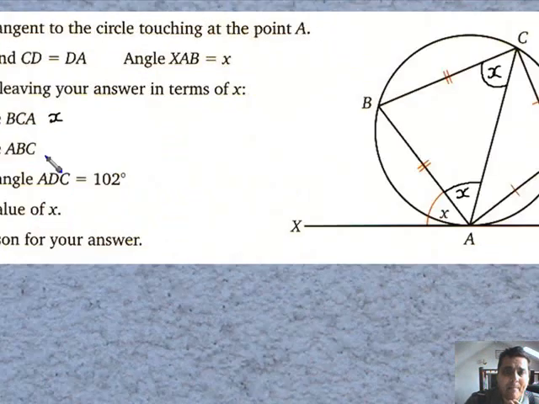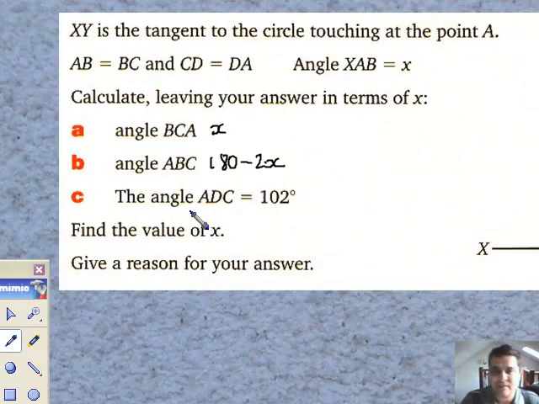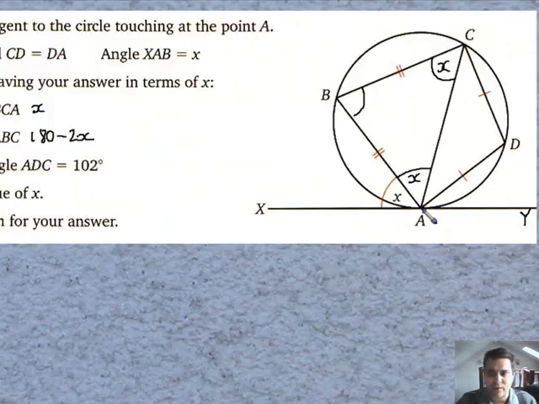Now angle ABC, that one. Well, what's that going to be? It's going to be 180 degrees, take away that X, take away that X. So take away 2 X's. Okay, straightforward. So ABC is 180, take away 2 X's. Why is that? Angles in a triangle add up to 180 degrees. I'm now told that angle ADC is 102. I think I'll draw it in. ADC is 102 degrees.